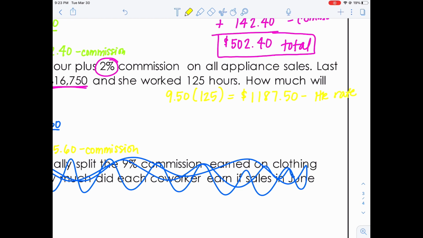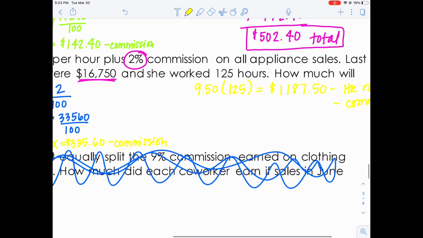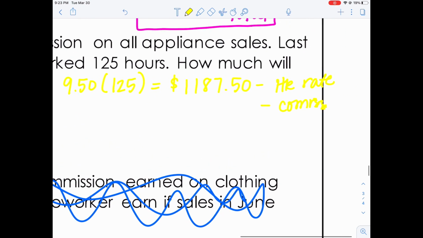Then we want to know her total amount that she earns. So I need to go and add her commission back to her hourly rate. Her commission was $335.00. When I add $1,187.50 to $335.00, I get that her total amount earned was $1,522.50 total.